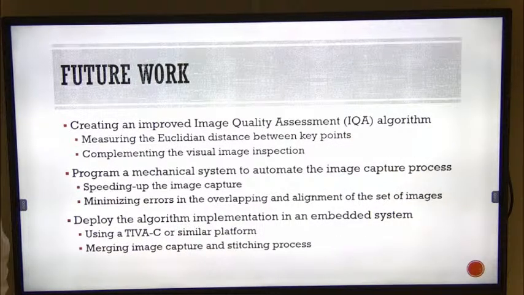For future work, we are creating and progressing an image quality assessment algorithm to measure the equidistant distance between key points and to complete the visual image inspection. Our future work also includes programming a mechanical system to automate the image capture process. This speeds up the image capture and minimizes errors in the overlapping alignment of the set of images. Finally, we will deploy the algorithm implementation in an embedded system using a TBAC or similar platform, merging the image capture and stitching process. Thank you for your attention.